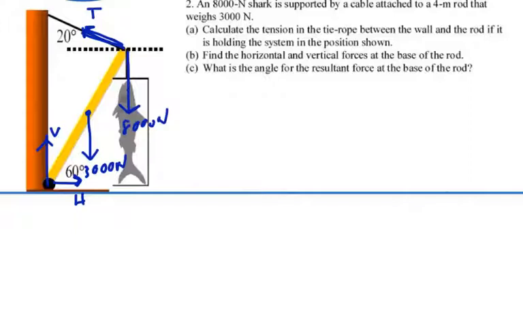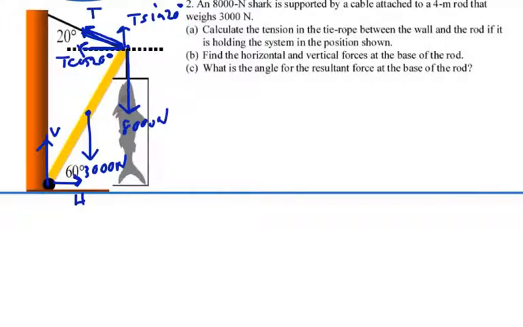And for that matter, to make everything x and y, let's also break up our tension force into vertical and horizontal. So we're going to have a vertical force here equal to T sine 20 degrees, and a horizontal component here to the left equal to T cosine 20 degrees. Okay, so there's our free body diagram.